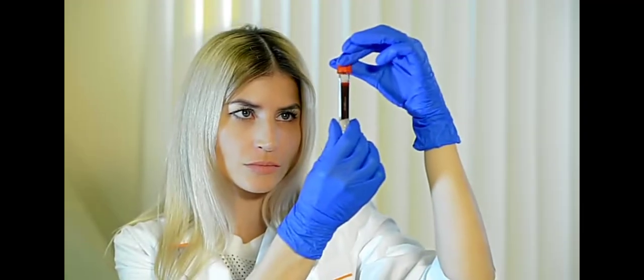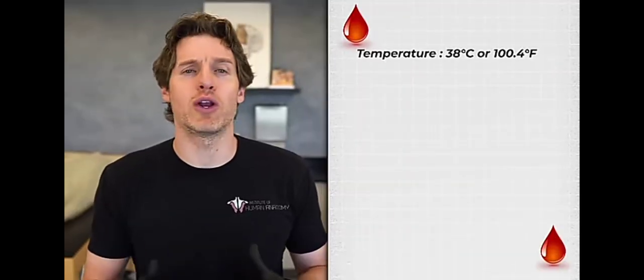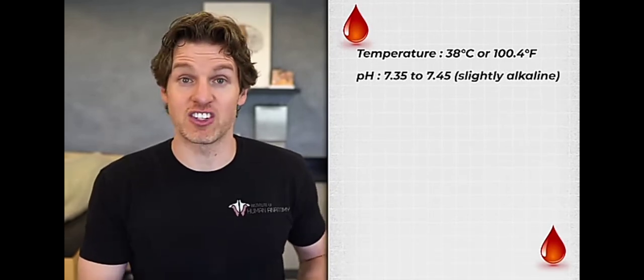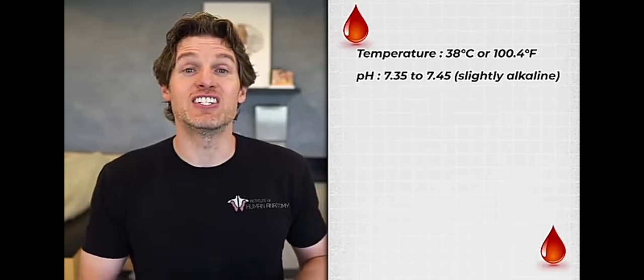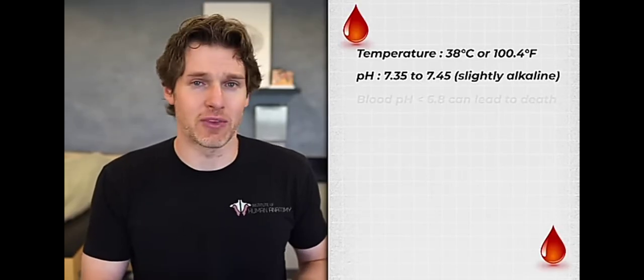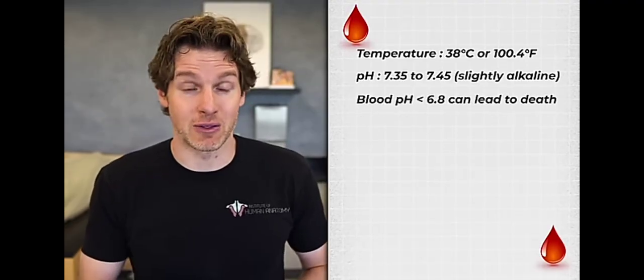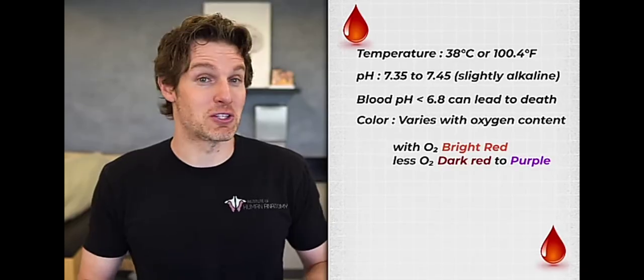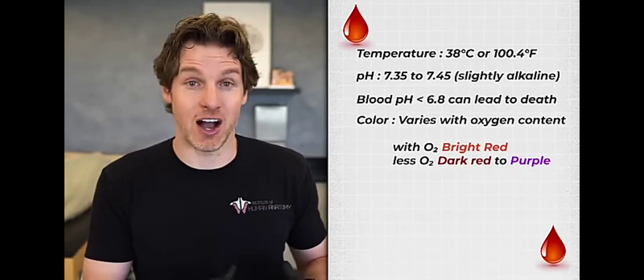Blood is denser and more viscous than water, flowing more slowly through the body. It has a temperature of about 38 degrees Celsius, or about 100.4 degrees Fahrenheit. And it has a slightly alkaline or basic pH of 7.35 to 7.45. This pH needs to be tightly regulated because deviations can be quite serious. If someone's blood pH went to 6.8, that would likely result in death. Blood color also varies. It's bright red when oxygenated and dark red to a purplish color when deoxygenated.